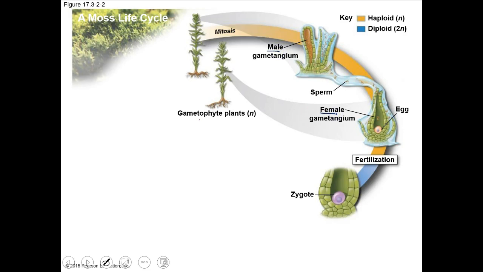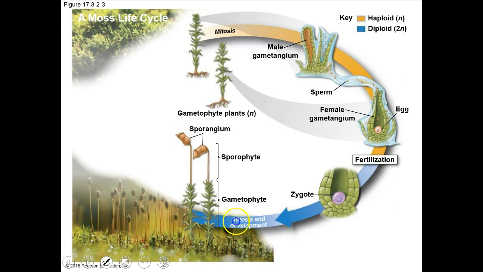Okay. At some point, those egg and sperm fuse. Usually through water, the egg and sperm will end up meeting. A zygote is produced. Every zygote is 2N because it's a fusion of a 1N and 1N. So 1N plus 1N is 2N. Basic math.